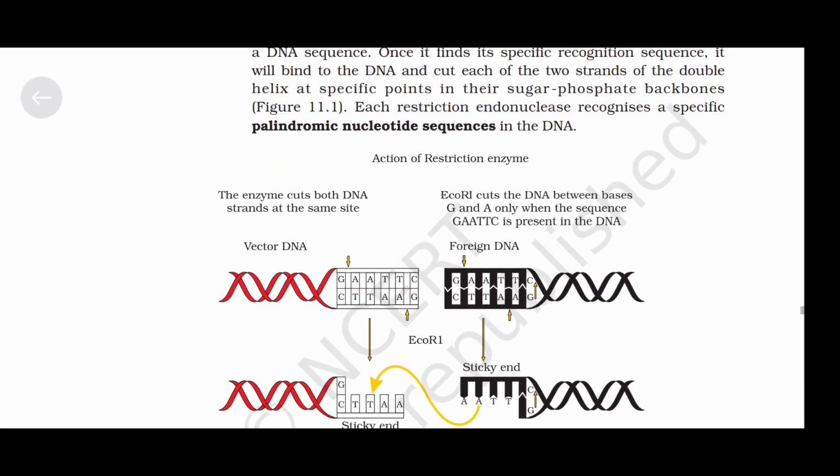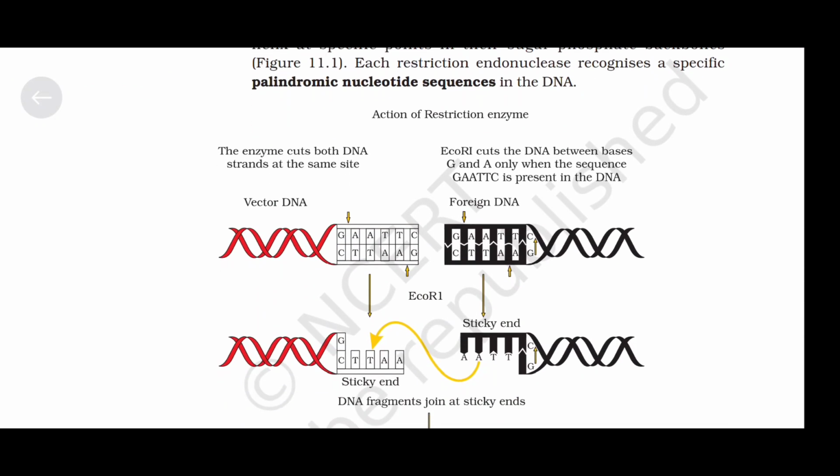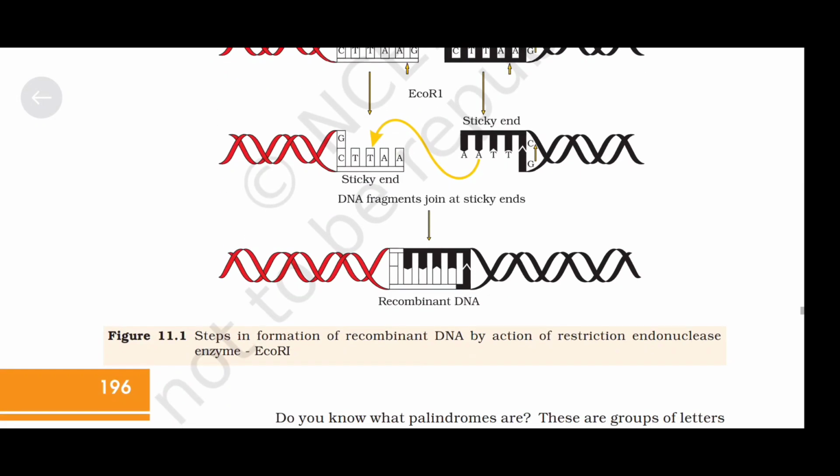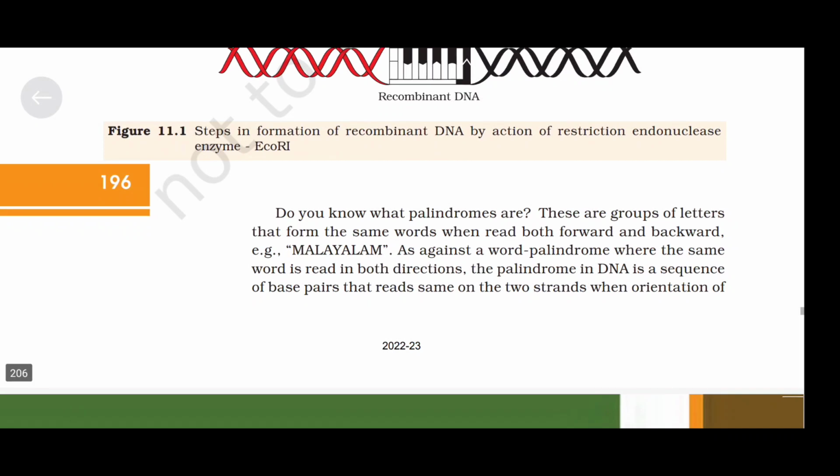Action of restriction enzyme is shown in the diagram. You can see over here how the enzyme cuts the DNA, then how E. coli acts on it, then DNA fragments have been made and recombination takes place. So you can just go through the diagram and understand it better.